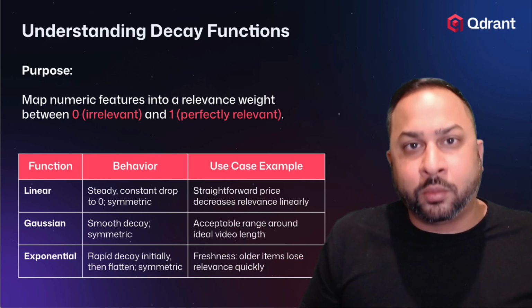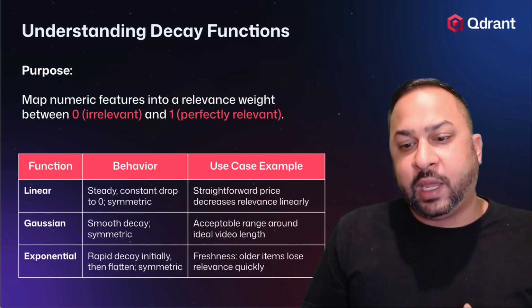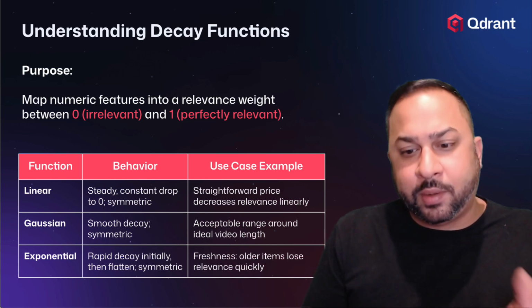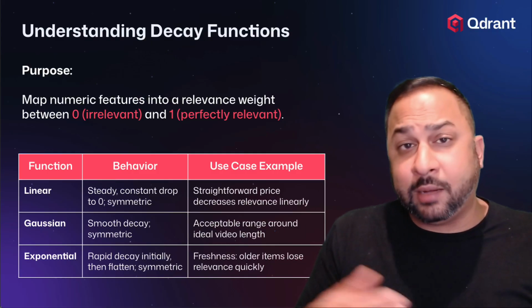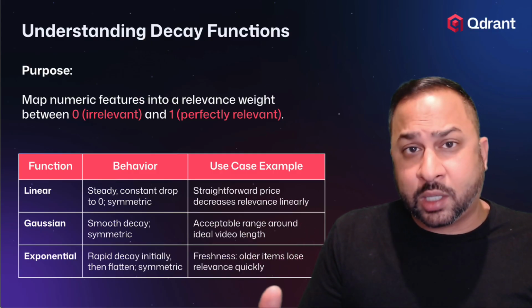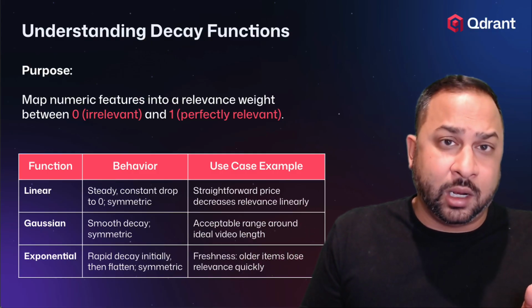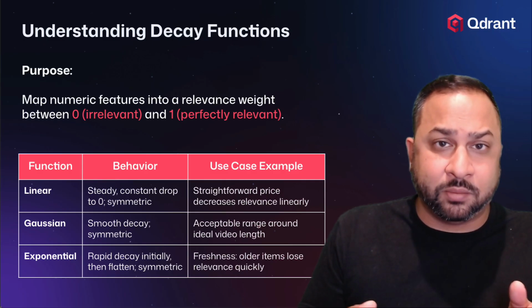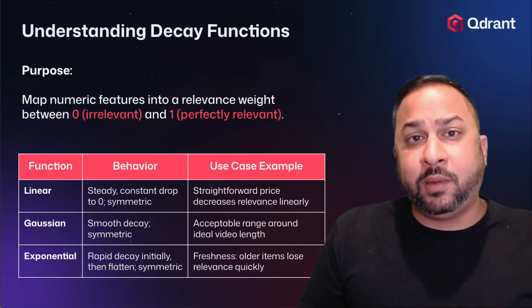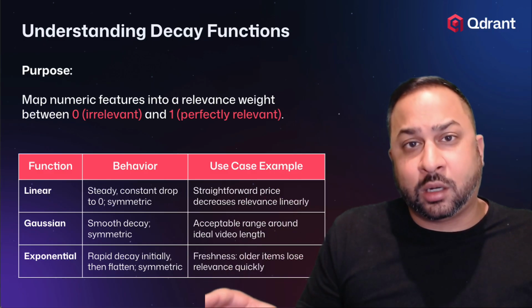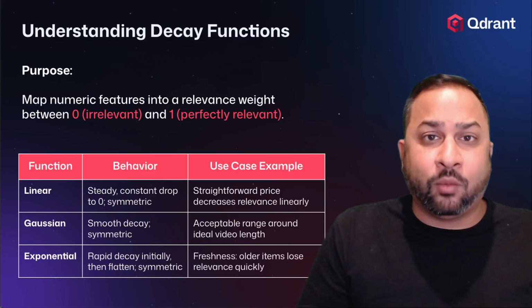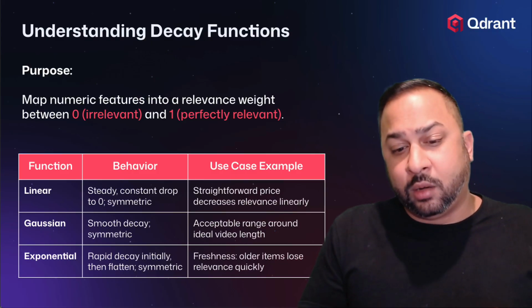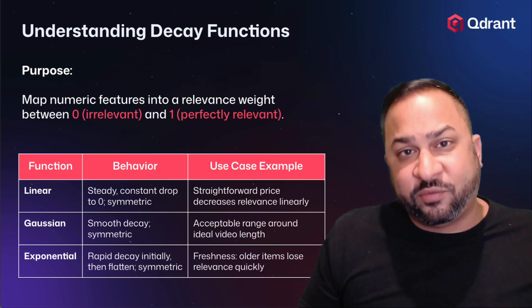Now, this is your normal curve or your bell curve, and this is a good balance curve. So this might be an acceptable range around the video length. So maybe 9 minutes is the most you want to watch for a video, and 4 minutes is the least you want to watch. You want something that's between 4 and 9 minutes. Maybe you pick a target that's between there, and you use a nice balanced Gaussian curve and Gaussian decay around that. An exponential is a rapid decay. So this is rapid decay initially, and then it flattens out.